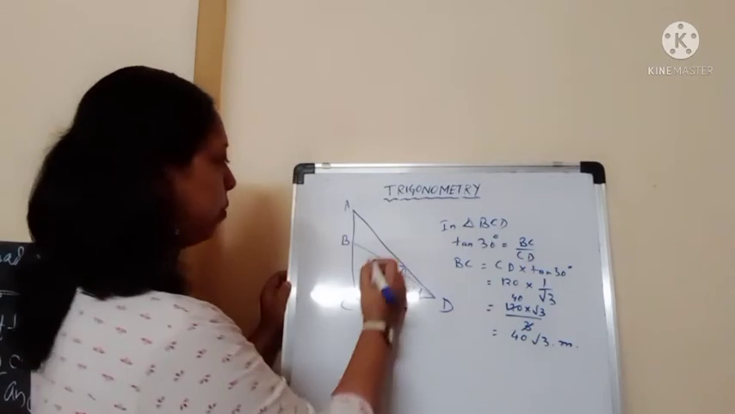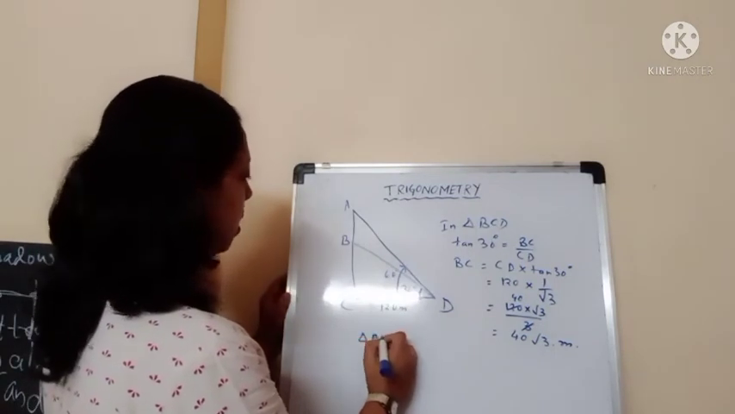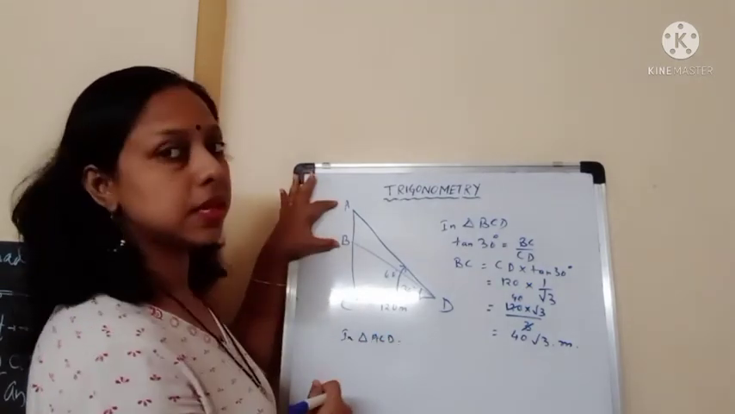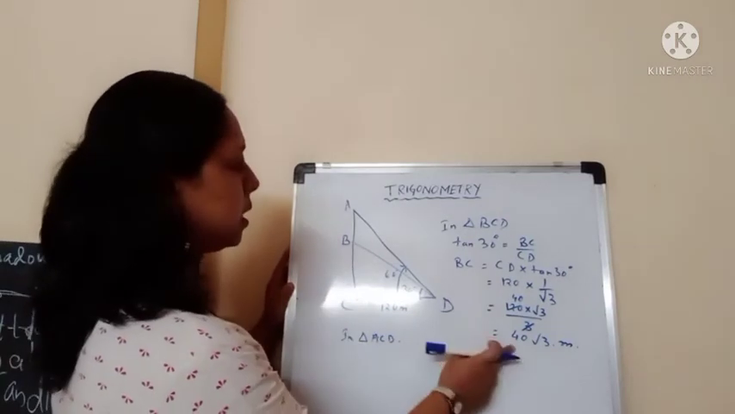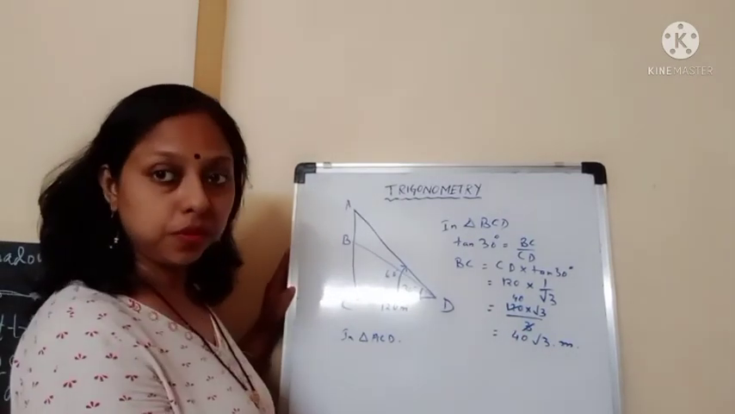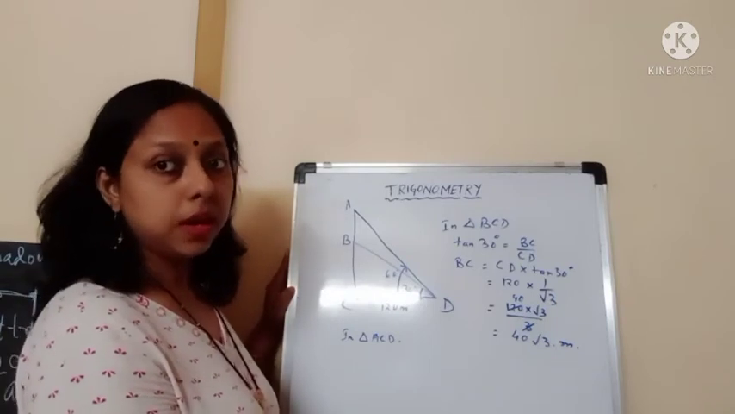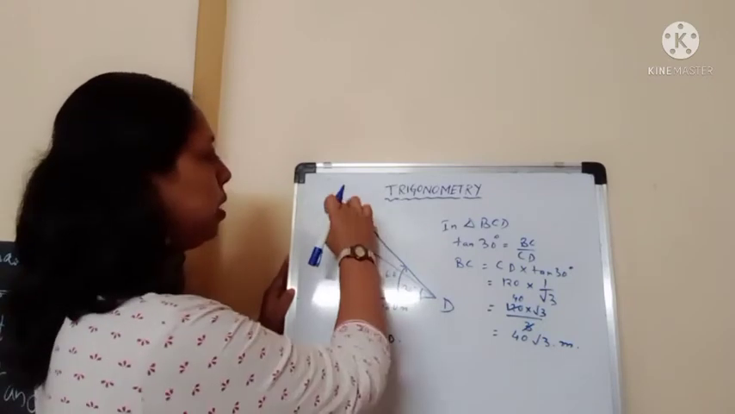Now next, from triangle ACD, we have to find the distance. We have to find AB. BC is easily calculated. If you multiply it with root 3, the exact value of root 3, that is 1.732, then we will get the value, but we are not calculating it right now because we need AB.